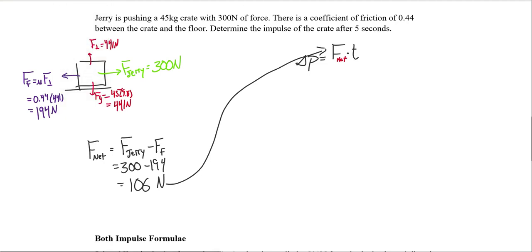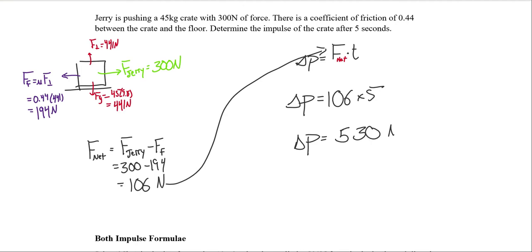So our impulse is going to be our 106 newtons multiplied by the 5 seconds. Our final impulse is going to be 530 Newton seconds. Now remember, the units you could also use are kilogram meters per second. It's the same thing.